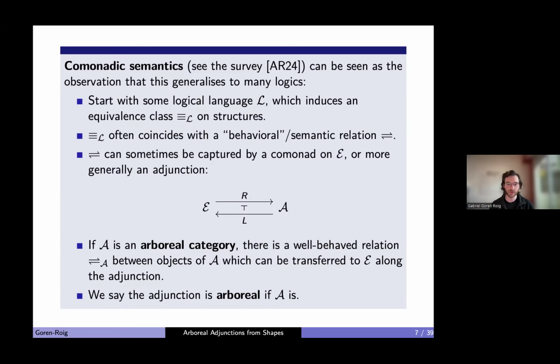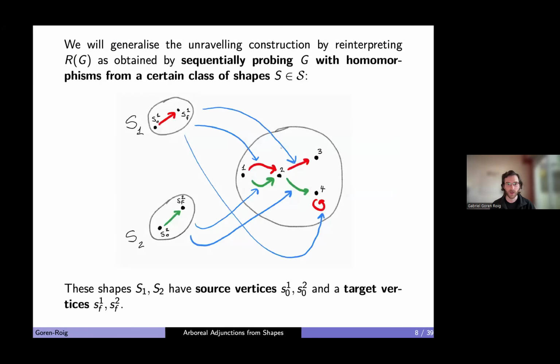So just terminology, this is an arboreal adjunction. It's an adjunction where the domain of the left adjoint is an arboreal category. I still need to say what an arboreal category is, but this is the object that we're studying. And so, first of all, I want to tell you how we will obtain these adjunctions, and we will do it by generalizing this unraveling construction that I presented just now.